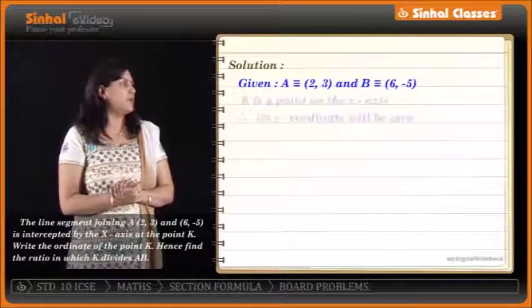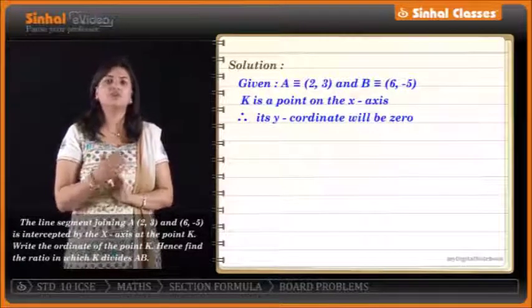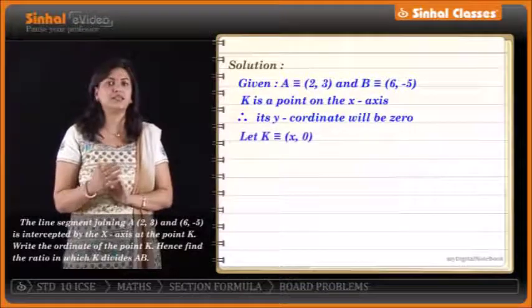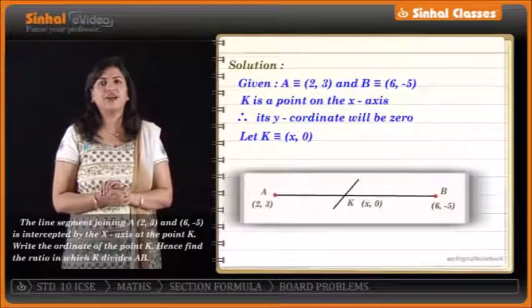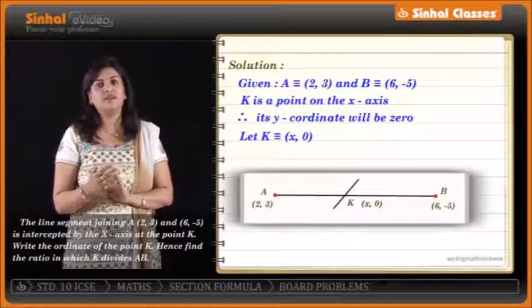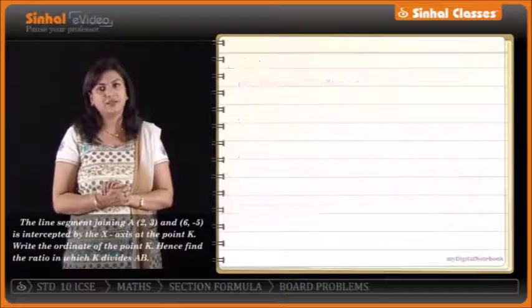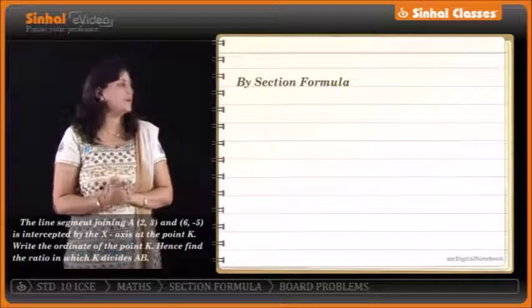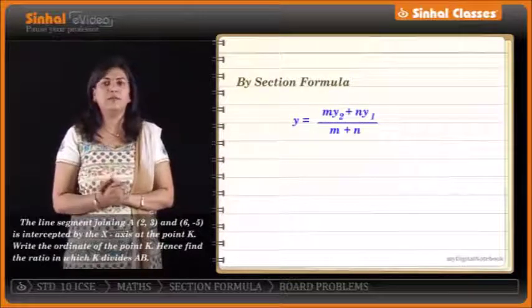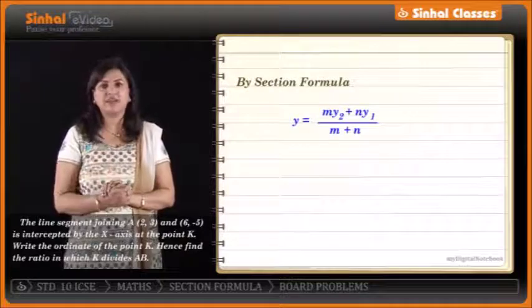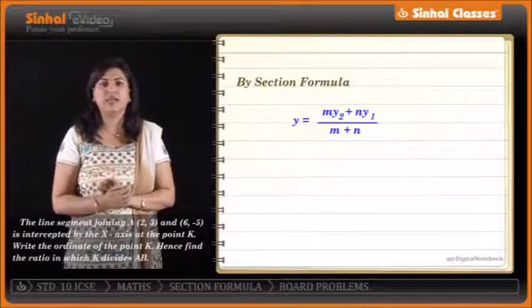Now K is a point on the x-axis, so its y-coordinate will be 0. So K will have coordinates as x, 0. Now we want to find this x. In this, we are asked to find the ratio in which K divides the join of AB. That can be done using the section formula. We have y is equal to (my2 plus ny1) upon (m plus n). We have selected the y coordinate because we know that y is 0 for the point K.